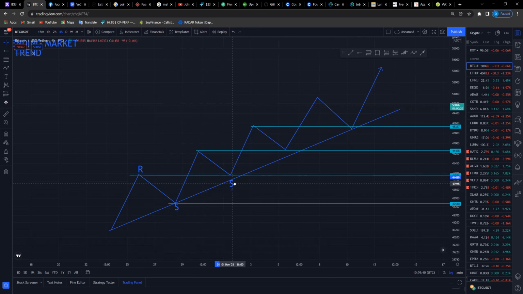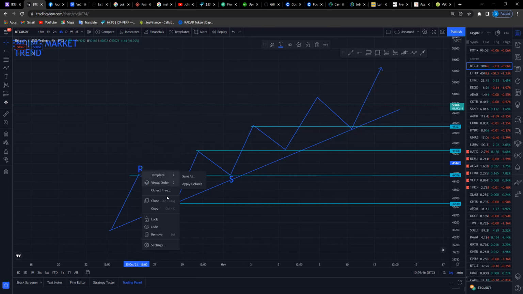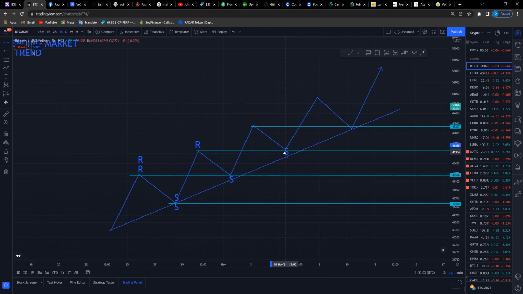So this place support, and this place resistance. Let me clone this several times so that I can have something. So this is support here. This is resistance. This is support here, and this is resistance here.